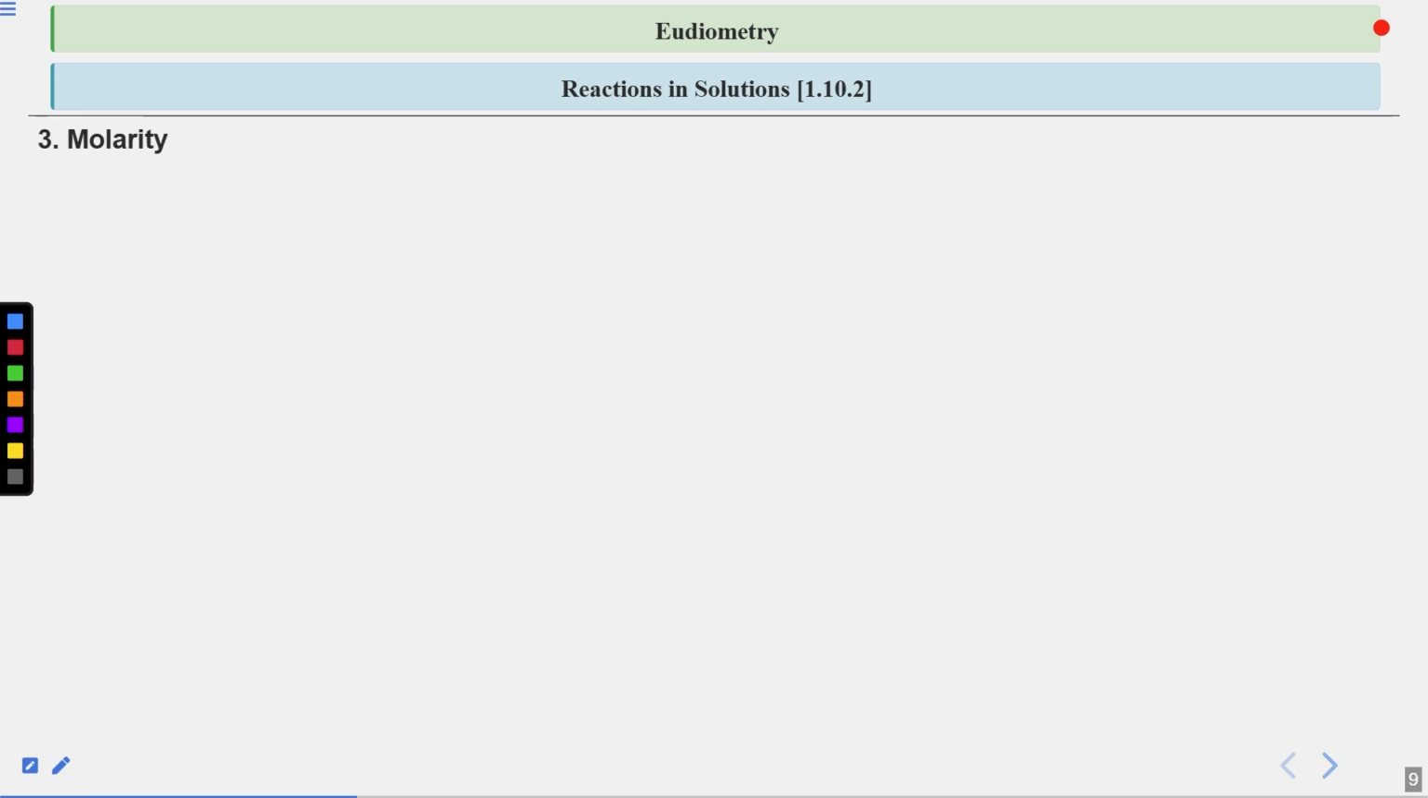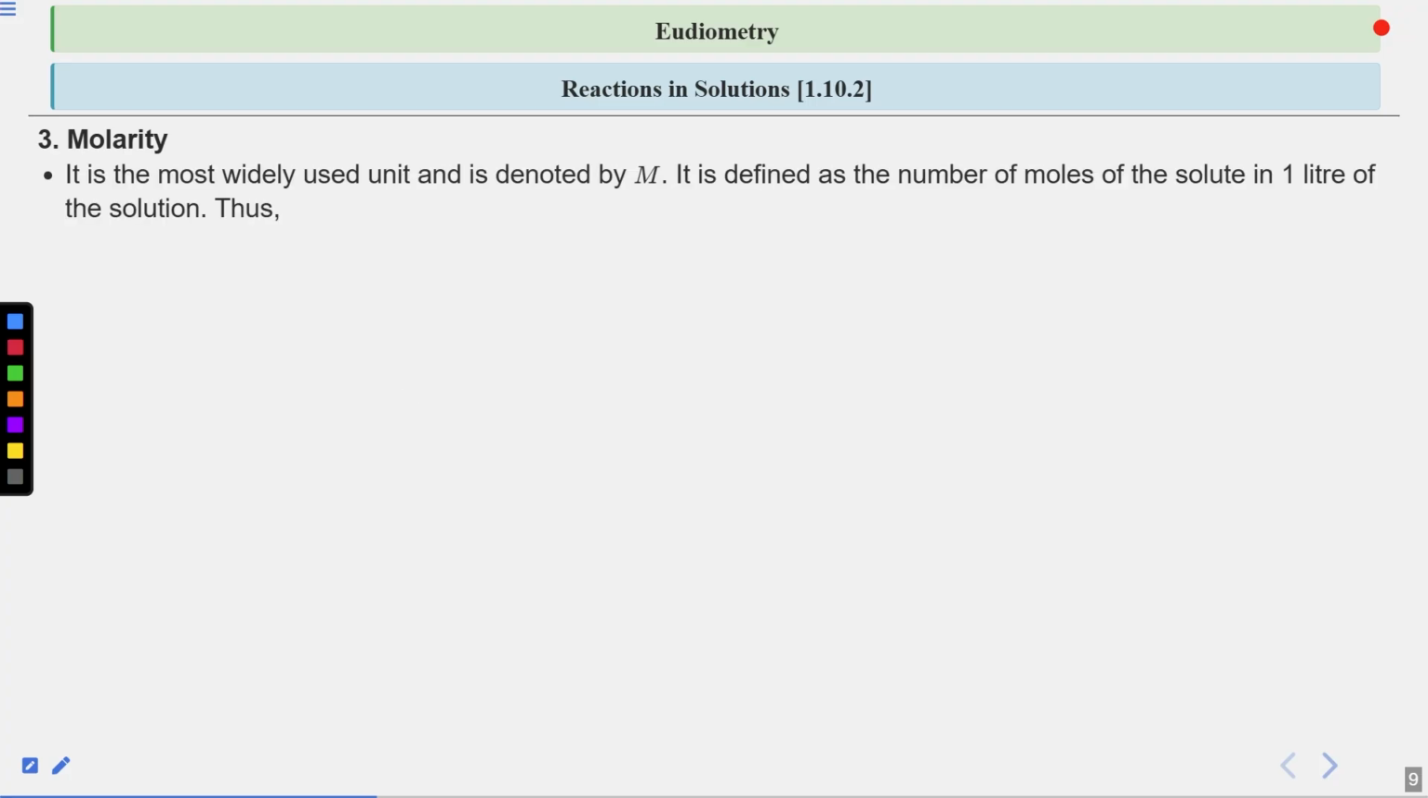Yes, it's true. So chi A plus chi B will be 1 if it's 0.25. Now moving on to the next concentration term, which is molarity. Now what is molarity? Just listen to the definition very minutely. It is given by the number of moles present in 1 liter of the solution.